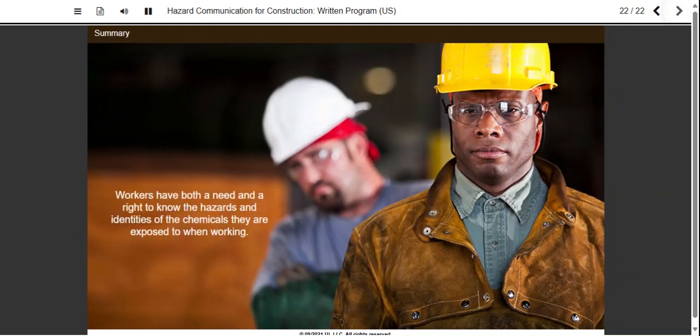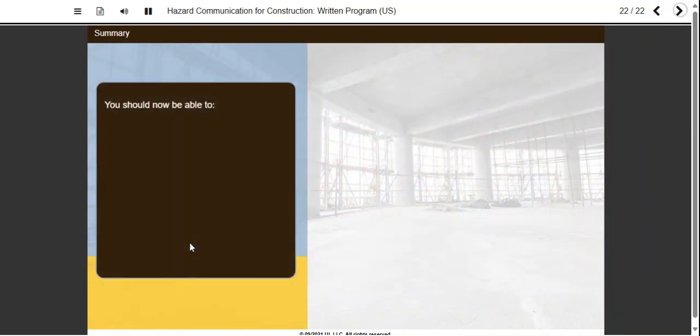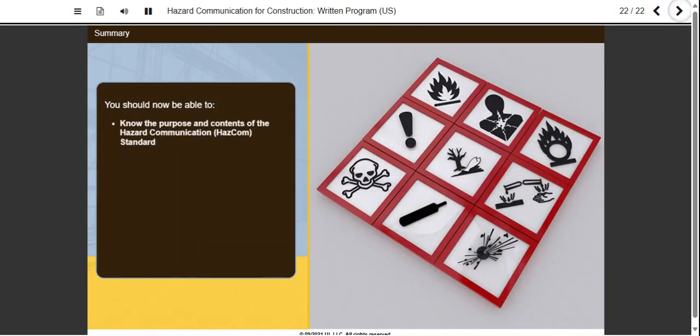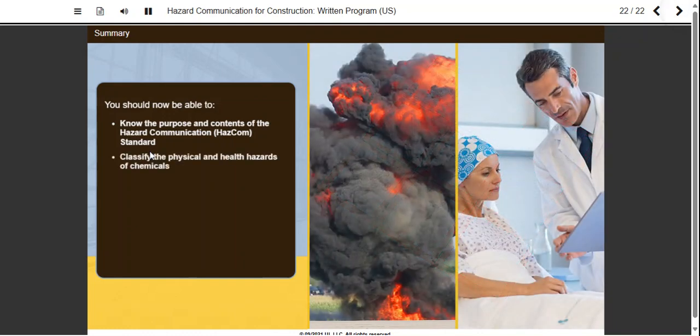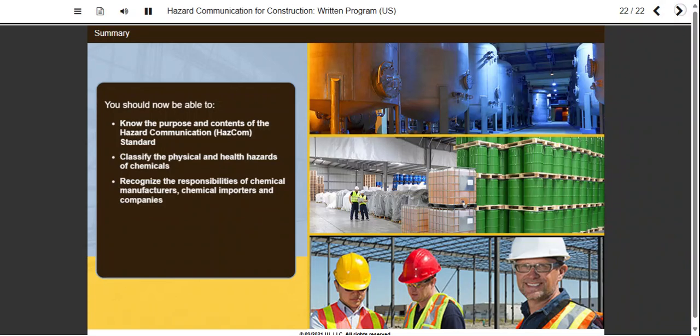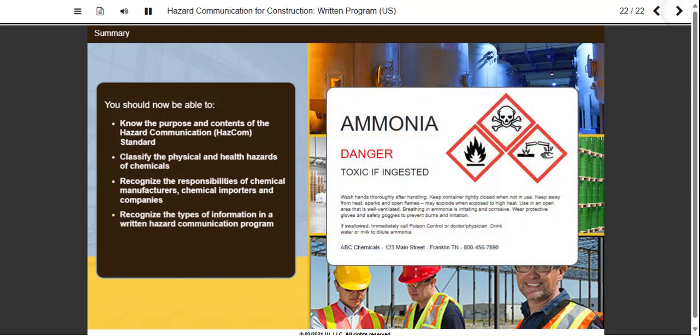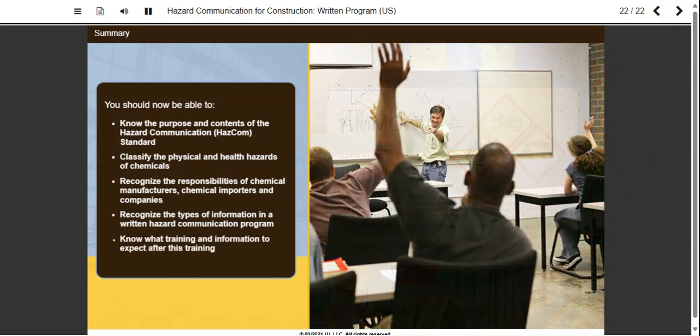Workers have both a need and a right to know the hazards and identities of the chemicals they are exposed to when working. You should now know the purpose and contents of the Hazard Communication Standard. You should be able to classify the physical and health hazards of chemicals and recognize the responsibilities of chemical manufacturers, chemical importers and companies, and the types of information in a written hazard communication program. You should also know what training and information to expect after this training.